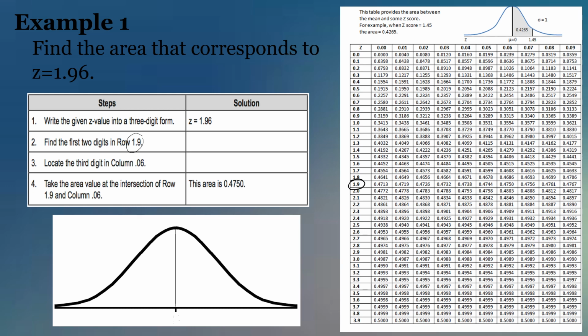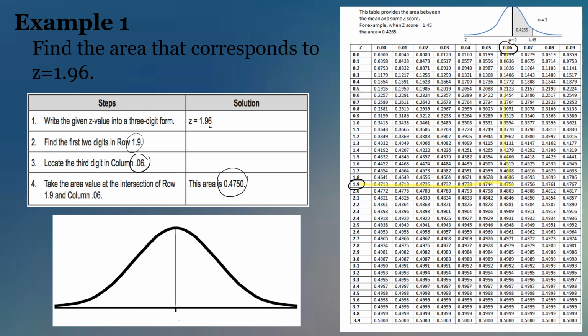Then, third step is to locate the third digit in column. So, yung third digit natin ay 6. So, that is 0.06. Okay, so hanapin mo lang din siya dun sa table. Then, tingnan kung saan sila. Then, yung last step is to take the area value at the intersection of row and column. Okay, so titingnan mo lang saan yung kanilang intersection. Okay, so yan. Okay, so nag-meet sila doon sa 0.4750. Okay, so ito yung area ngayon ng 1.96.